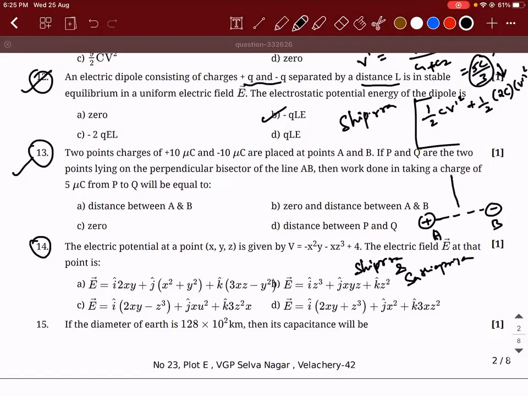Okay, so there is a charge of 5 microcoulomb at P and at Q, and there is a charge small q which is moved along the perpendicular bisector. What is the work done?